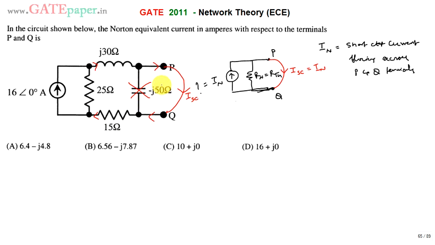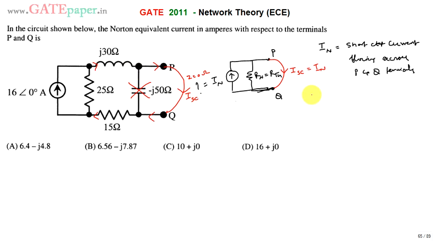In another way, you can say short circuit means impedance is equal to 0 ohms, whereas the impedance of this capacitor is minus J50. Both are in parallel, two impedances in parallel. So minus J50 in parallel with 0, the equivalent is 0 only. So 0 ohms is nothing but again a short circuit. So this capacitor doesn't have any effect whenever these two terminals are shorted.